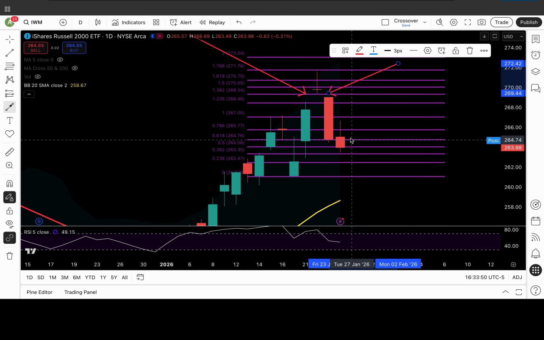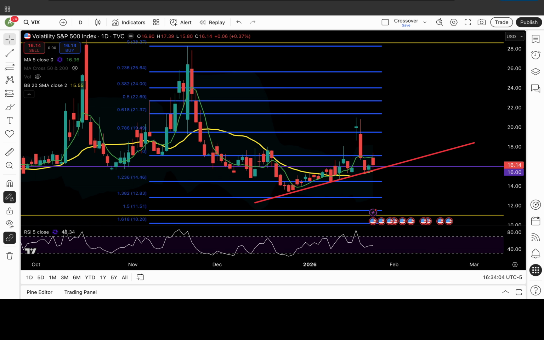However, I have resistance at 265.7 and 267. If those levels recapture, it's a good chance we're going for a bounce back to all-time highs. And last, but certainly not least, here is the VIX. It failed to recapture the 17.10 level. Almost had it, but almost is not enough.